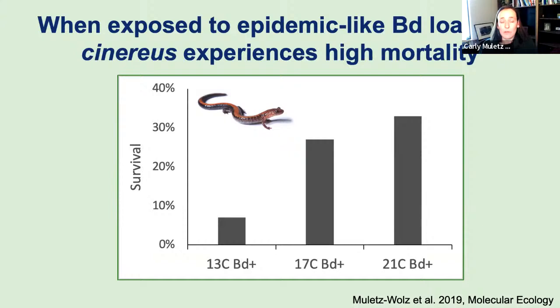And if you remember, redback salamanders in the field, we actually didn't find any infected with BD. But if we expose them to epidemic-like BD loads, they can experience high mortality. So this is showing you the percent survival here on the y-axis, with less than 10% surviving at a low temperature, around 30% surviving, and up to 40 at the medium and high temperature. So really high mortality. So these salamanders, while not apparently susceptible in the field, are highly susceptible if you expose them to epidemic-like BD loads.